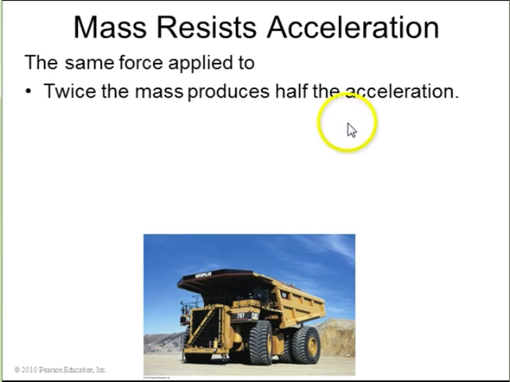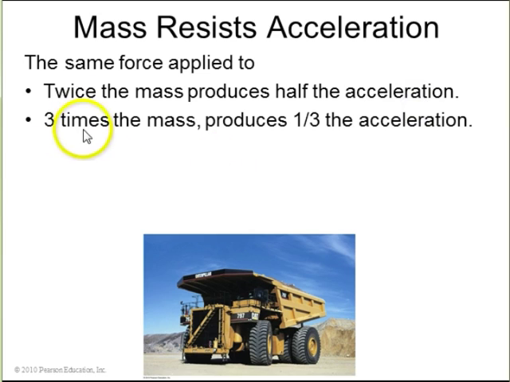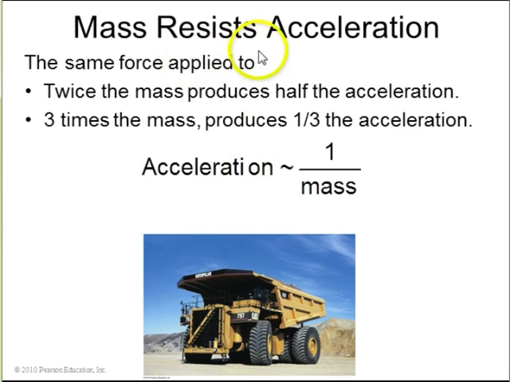So the same force applied to twice the mass produces half the acceleration. If you apply the same force to 3 times the mass, it'll produce 1/3 of the acceleration. So mass is resisting acceleration. The acceleration of an object, the squiggly line means proportional to 1 over the mass. Okay, and this has nothing to do with friction.